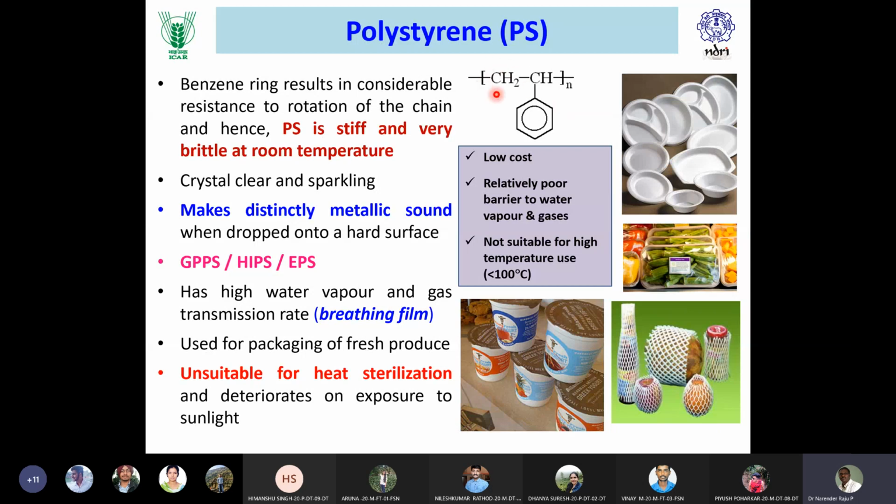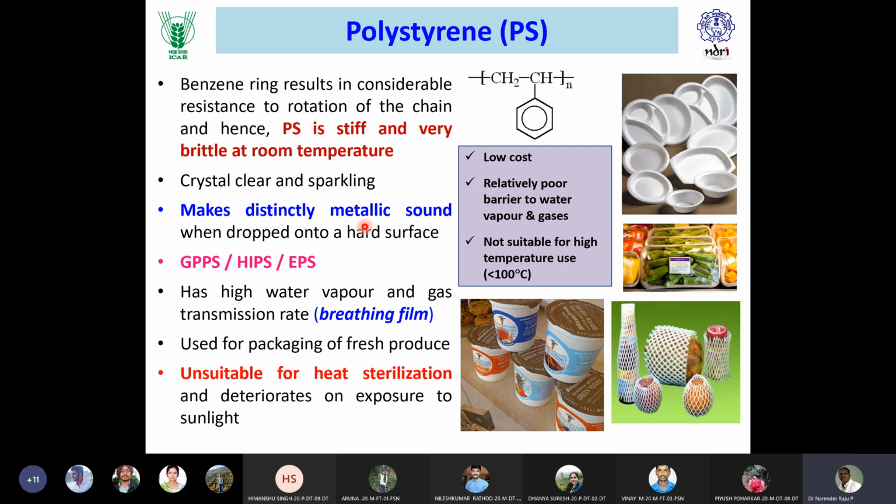If you look at the molecular weight, it is ethylene minus hydrogen plus the benzene, right? The heavyweight benzene ring is attached to the polymer backbone. So every molecule has a benzene ring, so there is a large amount of side chain with heavy weight. Because of this, the material is inherently brittle at room temperature and it is a stiff material. And it makes a distinctly metallic sound whenever it is dropped on a hard surface.